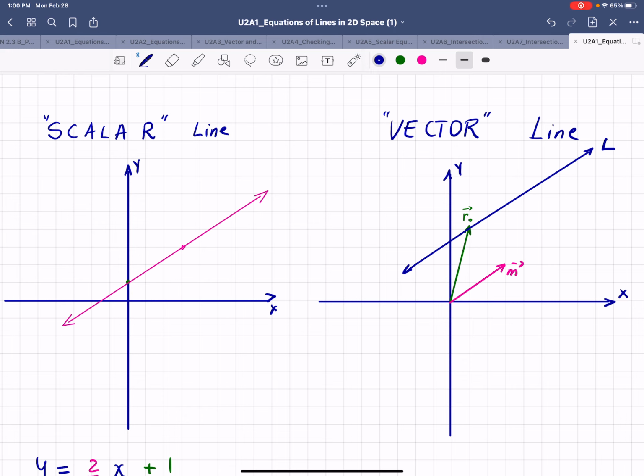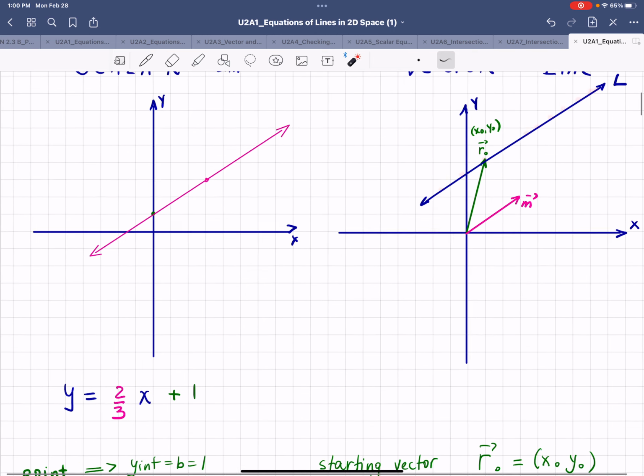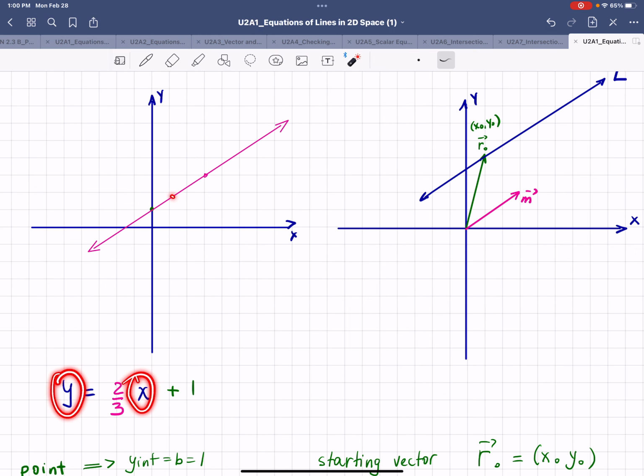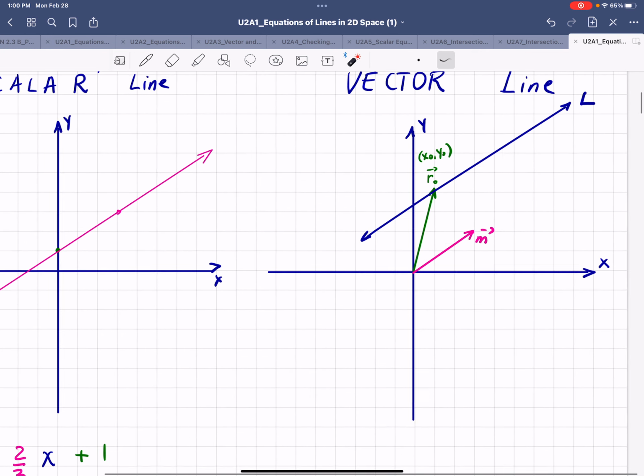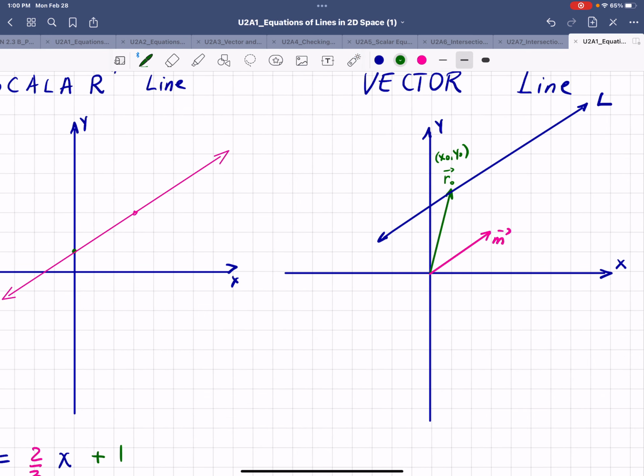Now, in order to describe the line, we're going to look at it as a line that contains two specific points. The first specific point that we use is the head of vector r0, so our starting vector with coordinates x0 and y0. The second point that we use can be any point on the line. Recall that x and y can be any point on the line. And for example, I'm going to pick a point somewhere on this line, say this point here, the point P.